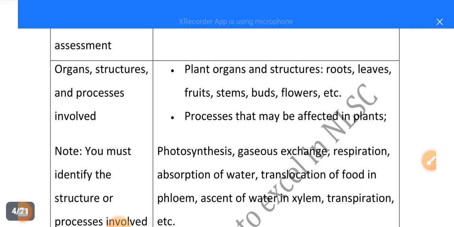When we talk about the processes that may be affected in plants, they can ask: name the processes which were affected by the hailstorm. Maybe when they say leaves are being torn, when they say that flowers are crushed, the stems. Now, which processes? The processes they want are photosynthesis, gaseous exchange, respiration, absorption of water, translocation of food.